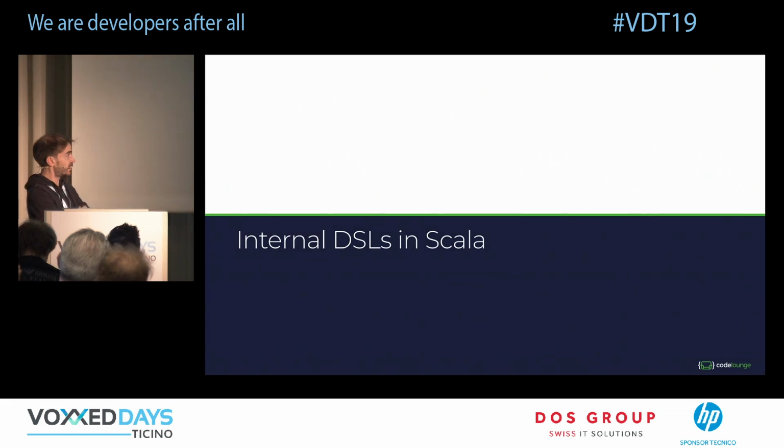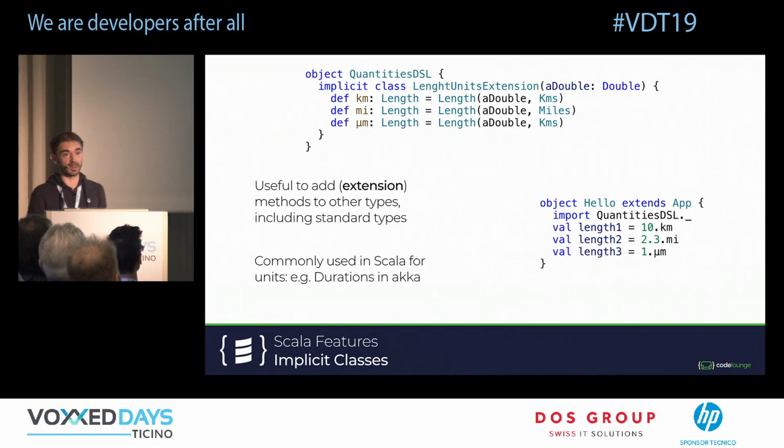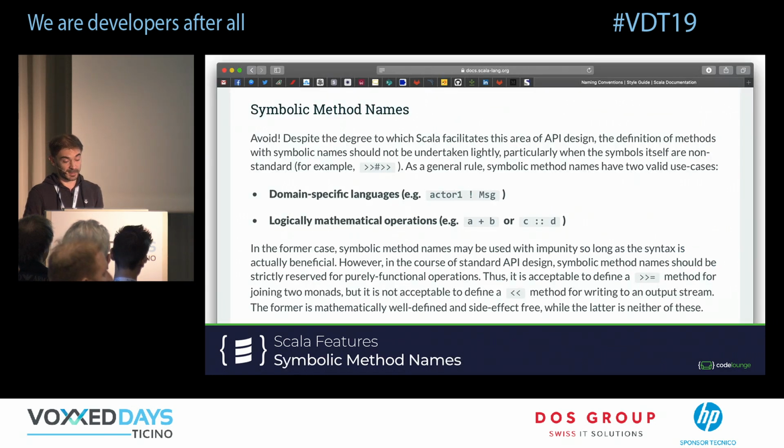So, I've done a little demo of internal DSLs in Scala, and I'll show you features that can help you define this. For example, implicit classes that are useful to do extension methods, if you want. You can think about them in this way. And these extension methods in this particular form, where you have units, are commonly used in Scala, for example, for durations in seconds that you use in Akka, but actually defined in Scala itself, okay?